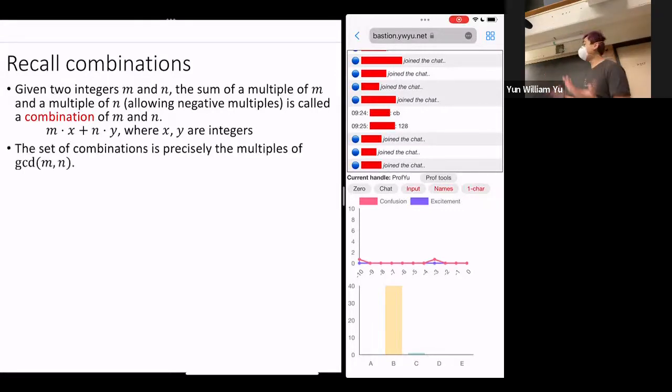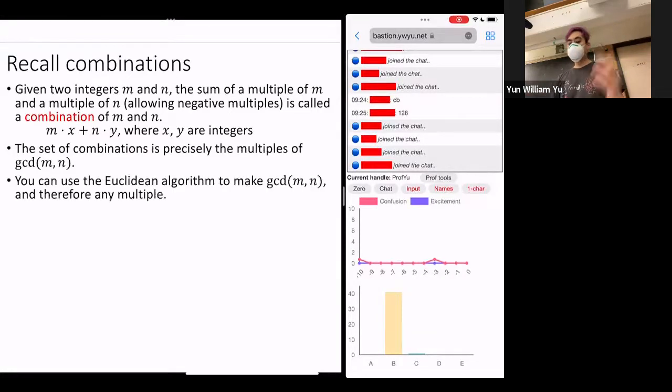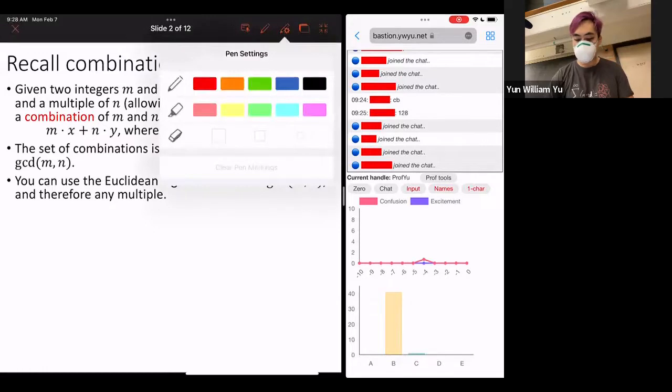And one of the things we showed earlier is that the set of combinations is precisely the multiples of the greatest common divisor of the two of them, right? And you know that you can use the Euclidean algorithm to make the greatest common divisor. So that was on your quiz. And therefore, you can use that to make any multiple of your greatest common divisor. So this is actually super powerful because it says that basically any multiple of the greatest common divisor you can create using these combinations. So let's remind ourselves of how that went.